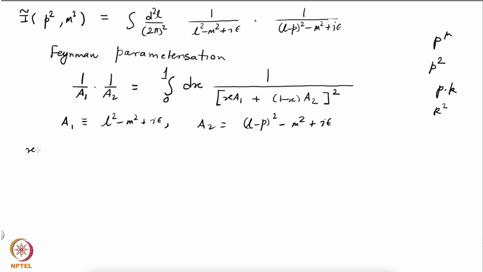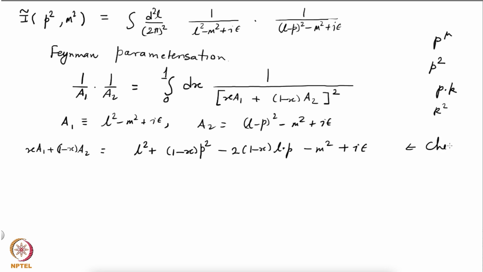So the denominator is x A1 plus 1 minus x A2, okay, and if you calculate this, you are going to get l square plus 1 minus x p square minus 2 times 1 minus x l dot p minus m square plus i epsilon. Okay, I am keeping carefully these i epsilons. Okay, check this. Check that you get this. That's an exercise.